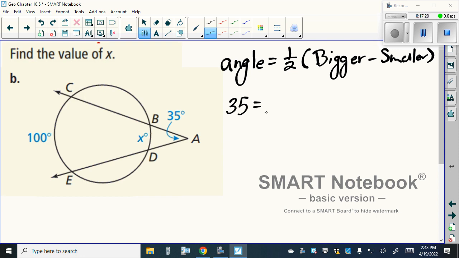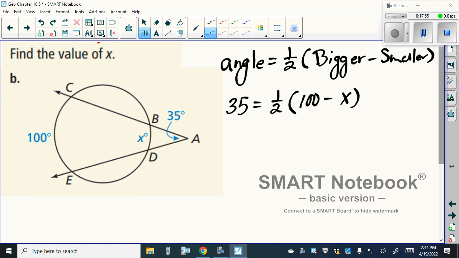Because our angle that we're talking about here is where the two lines intersect, or the angle that the two lines form, which is 35, is equal to 1/2. Which arc is the bigger arc? 100. The bigger arc is always going to be farther away from the angle. So 100 is going to be the bigger. The smaller is x. So 35 is equal to 1/2 of 100 minus x.